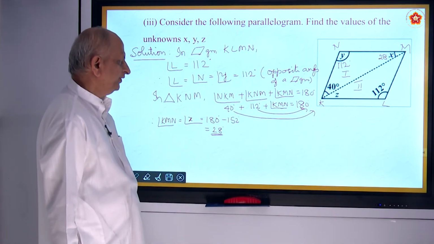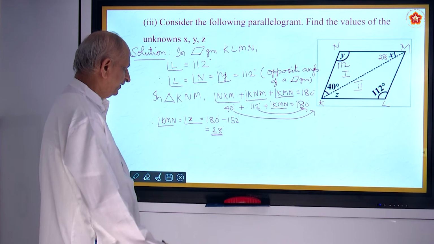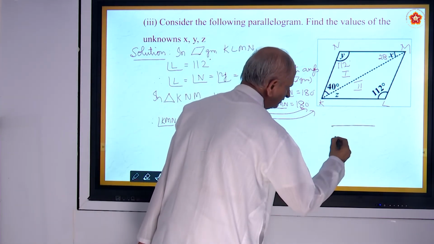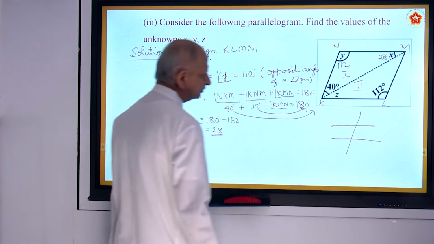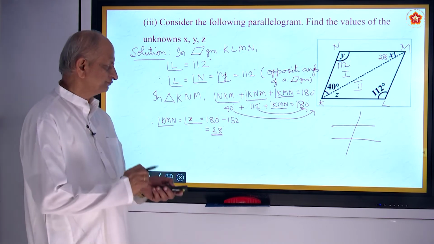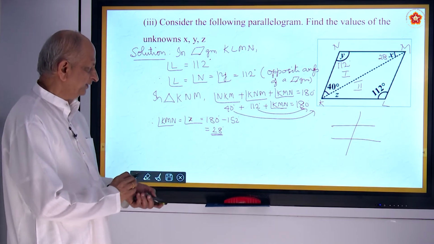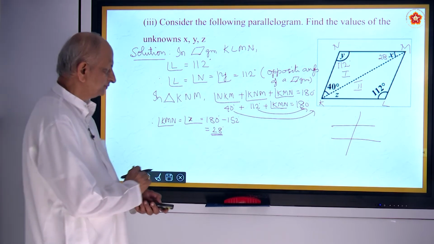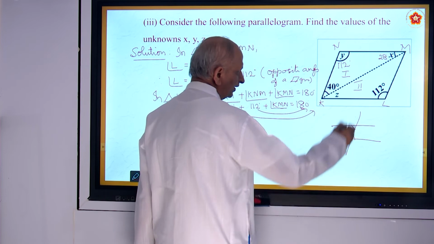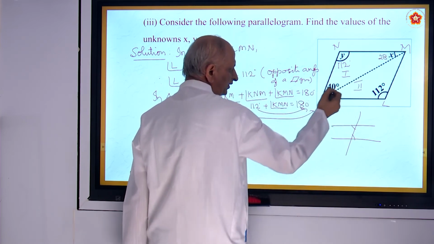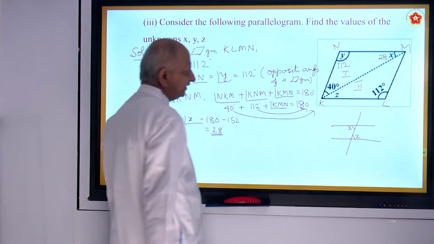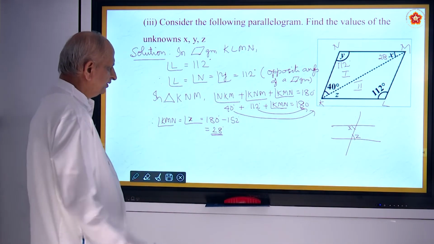And also you have seen in previous classes that when two parallel lines are cut by a transversal, you get four sets of angles there, and one famous set is called alternate angles. So, alternate angles means these two. For example, these two are called alternate angles here, x and z. In that, x we have found to be 28 degrees.